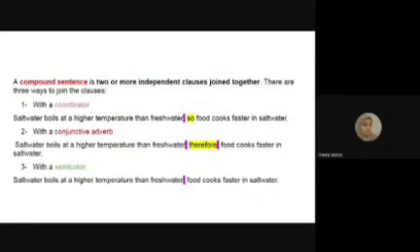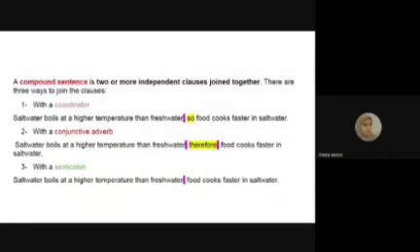This is the first independent clause. After that, we have a coordinator. So we write a comma, then the coordinator. You can see here a comma that is shaded in purple. And then we have the coordinator, so. After that, we have the second independent clause: food cooks faster in salt water. Food is the subject, cooks is the verb, and we have the complement. So you can see here we have two independent clauses, each containing a subject, a verb, and a complement.